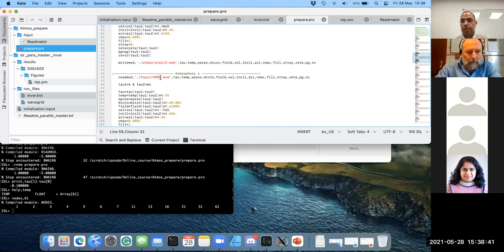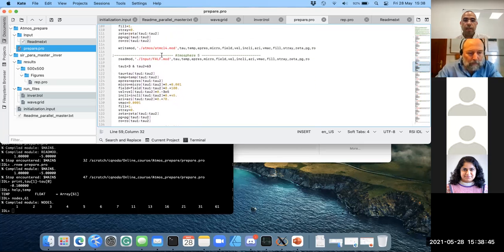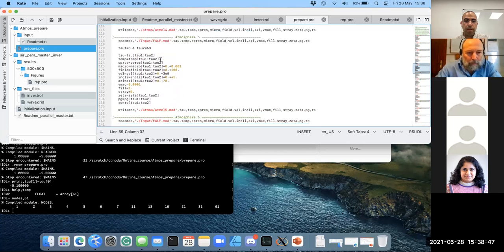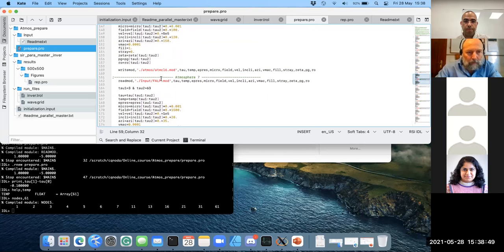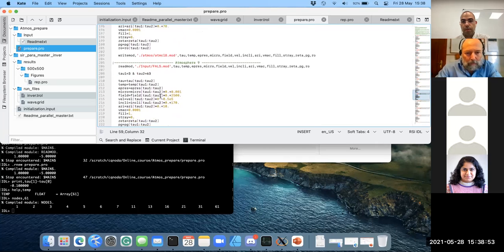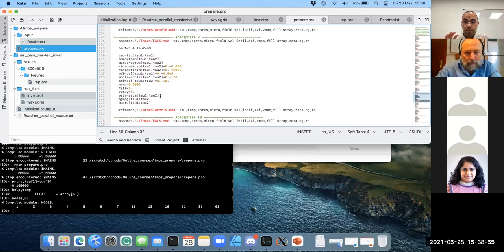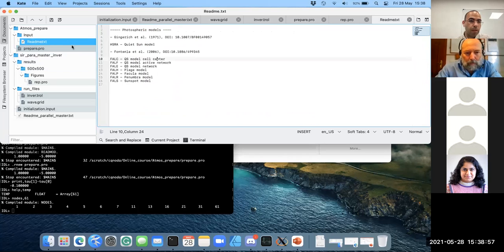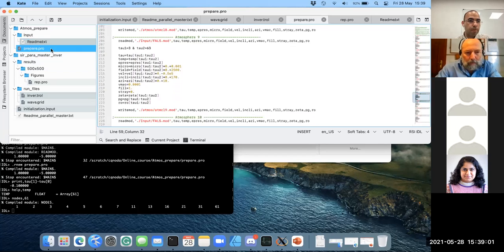So the first one is HSRA, but I just picked them; you can pick others. Then I picked FLF, then file P, and then file S, and the idea is that I try to make it consistent. File P is a facula model, so I put a relatively strong, vertical magnetic field, but you can change this a bit.